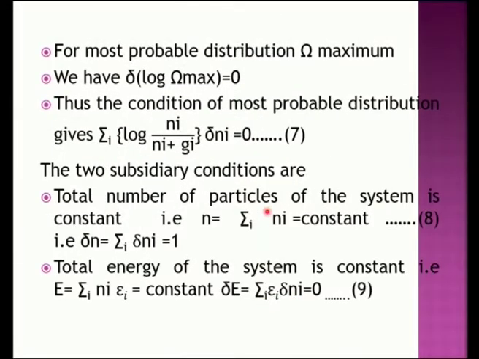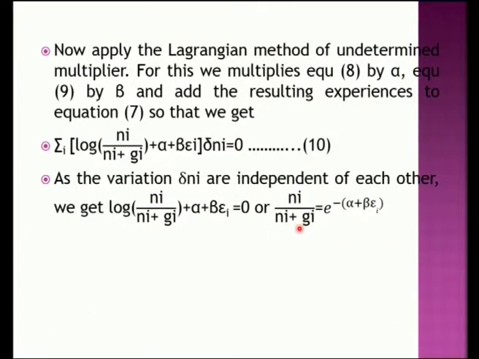To apply this, we multiply equation 8, that is N is equal to summation over i of n_i is equal to constant, by alpha, and equation 9 by beta, and adding the results to equation 7, so that we get summation over i of [log of n_i by (n_i plus g_i) plus alpha plus beta epsilon_i] into del n_i is equal to 0. Keep this as equation 10.